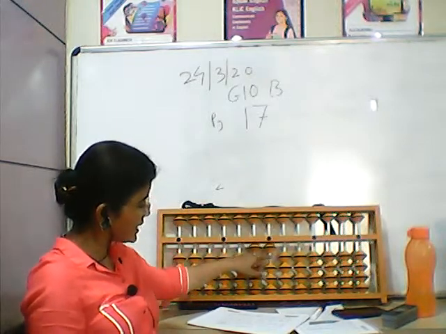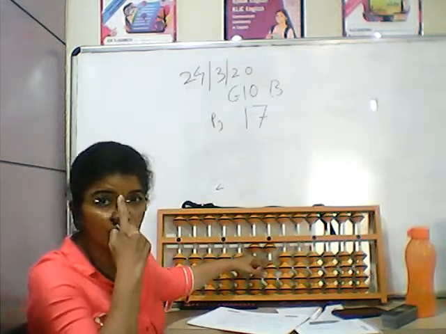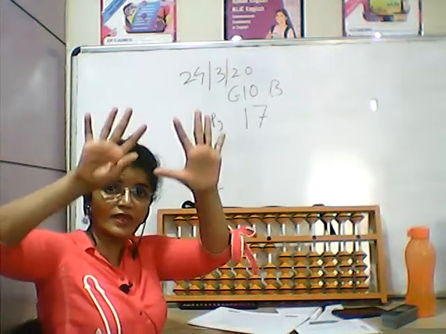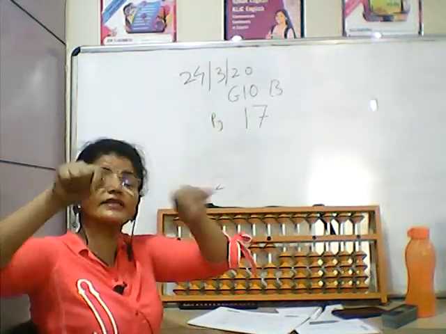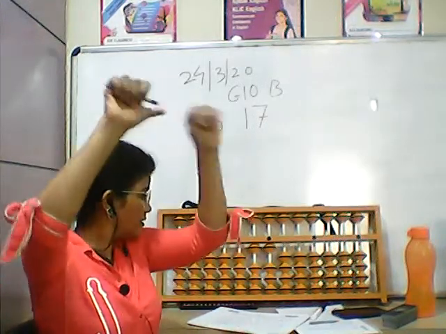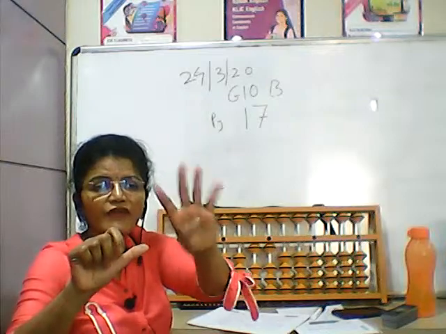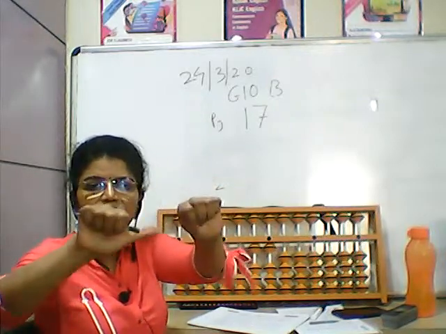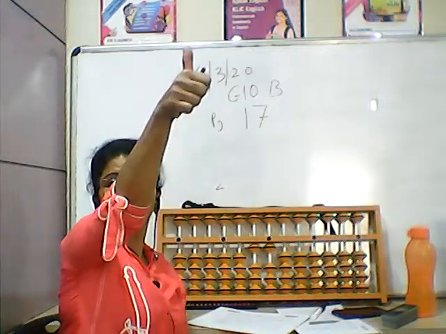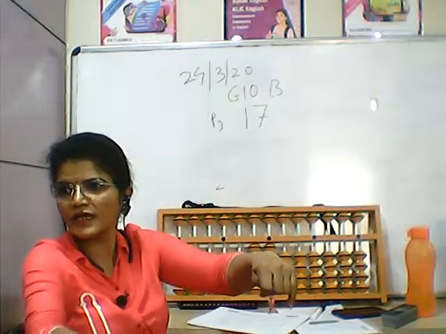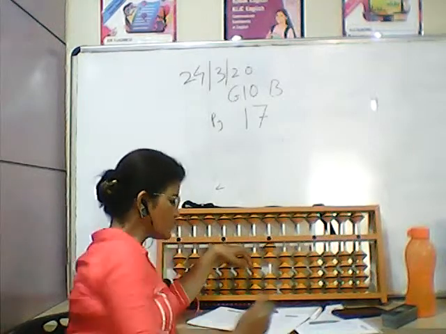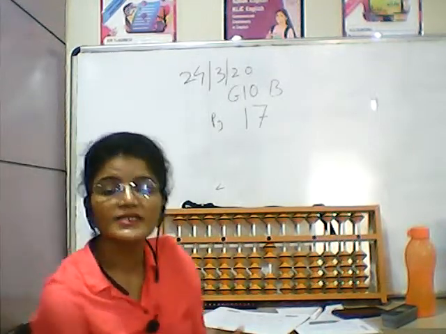Can you minus 9 directly? No. Can you minus 10? Yes. So take the help of big friend 10. Minus 9: minus 10 plus 1. 9 have folded, so 9 ka friend is plus 1. So minus 10 plus 1. The answer is 2. Yes, is it clear?